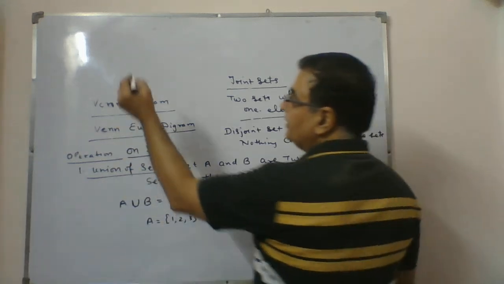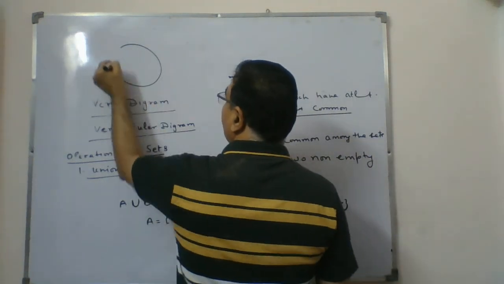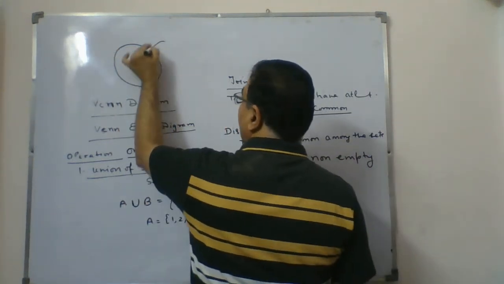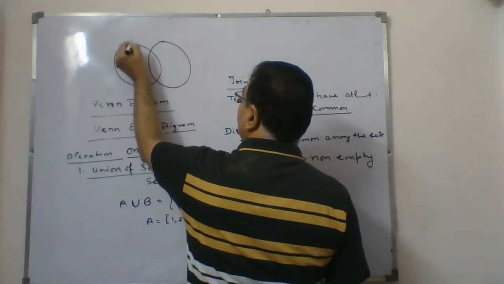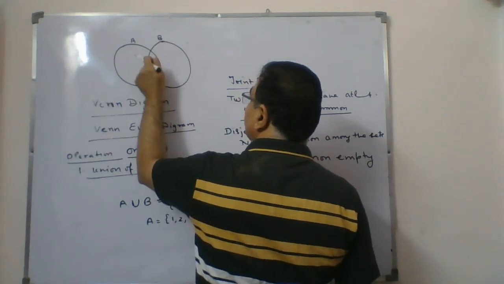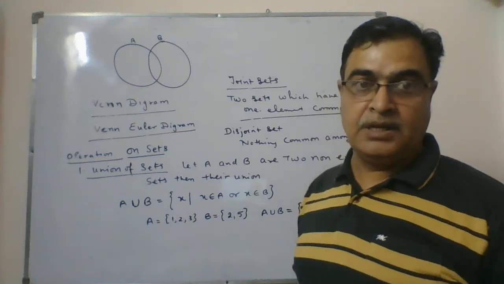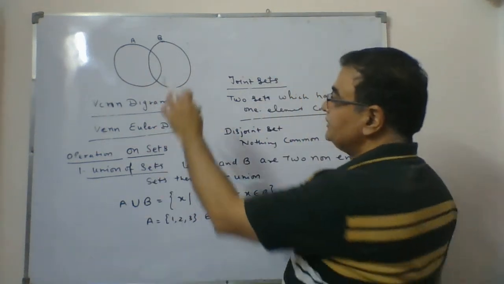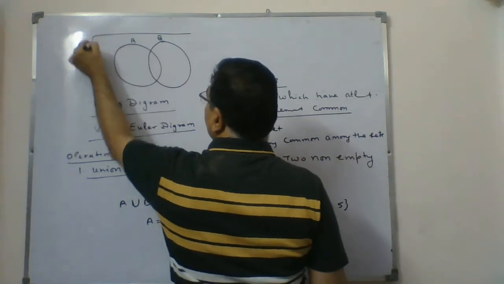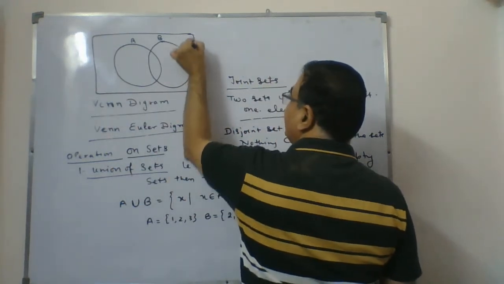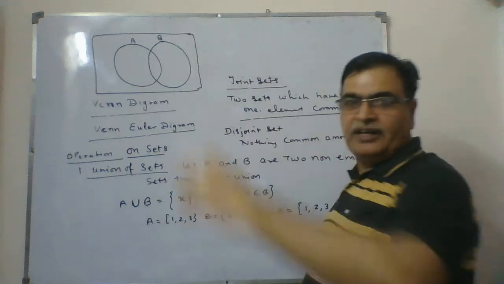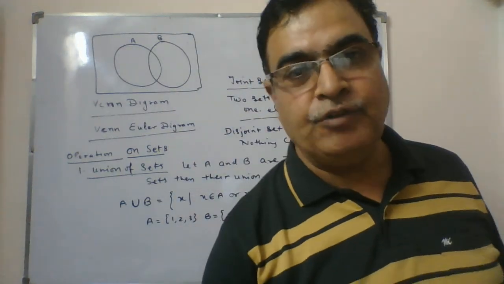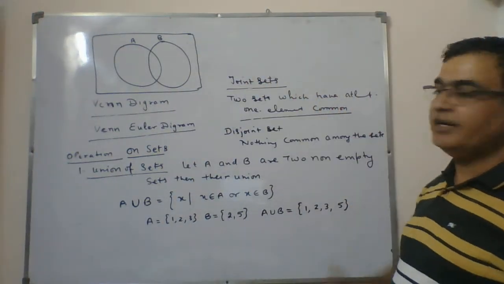Whenever you make the diagram of it, the A set will be here and the B set will be here. Because they are joint sets, something is common among them. So A and B common is here. Always we make this diagram in a rectangle. The use of the rectangle I will tell you later, but we will always be making this diagram in a rectangle.